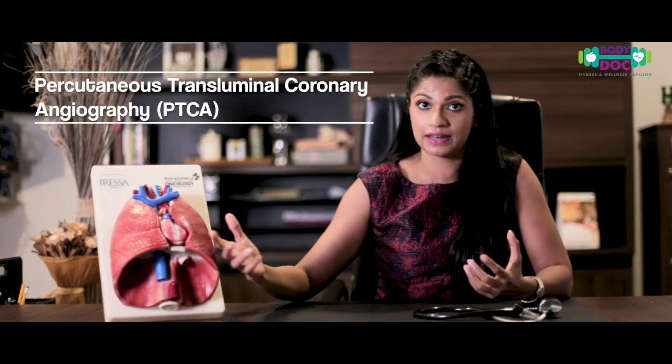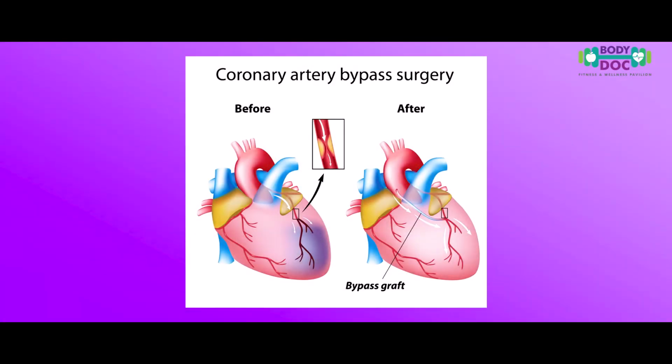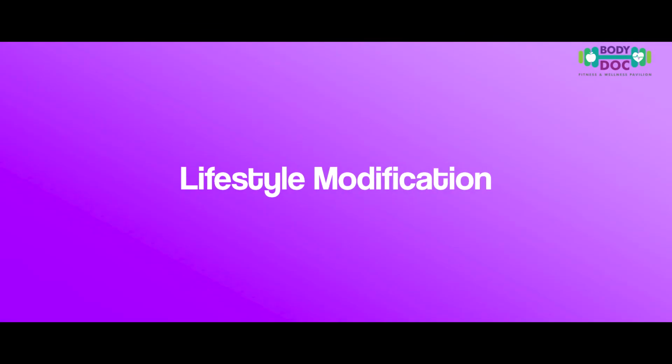And when it comes to surgical intervention, there is percutaneous transluminal coronary angioplasty, or PTCA. That's what we call putting stents. And there is what we call CABG, or coronary artery bypass grafting, what we call heart surgery. Those are the options medically and surgically, and we will talk about the lifestyle modifications as well.